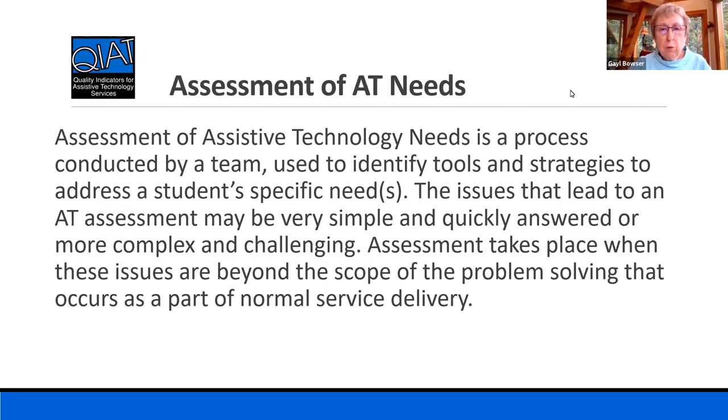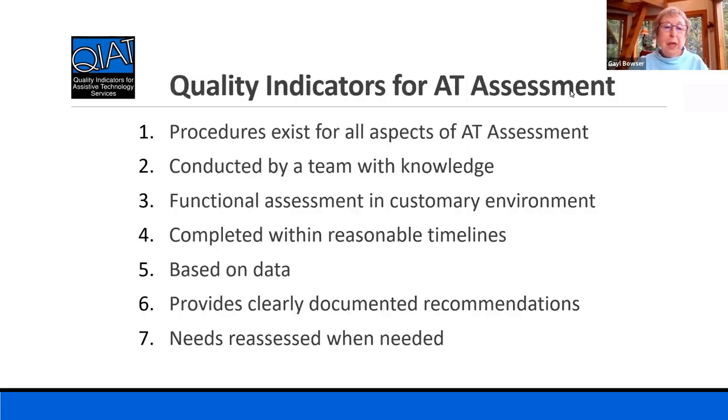Let's look at the specific quality indicators. There are 7 quality indicators in this area. The first one reminds us that we need procedures for all aspects of AT assessment. Procedures are critical to ensure consistency and compliance with the law, make sure that we do the same thing the same way each time that it's needed.